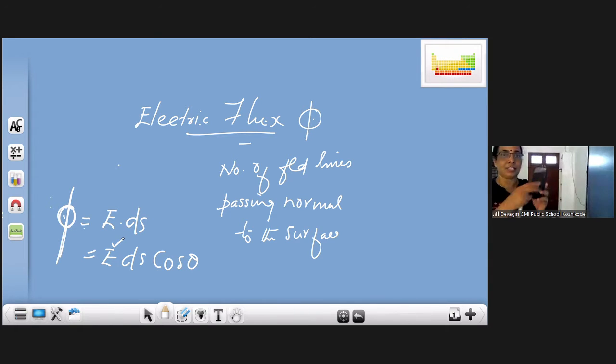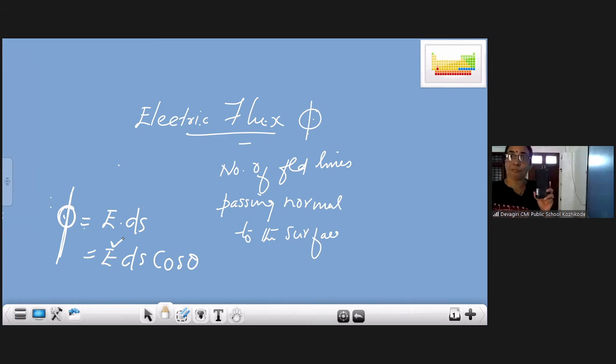Okay, this is the surface. If they are sending only 5 chocolates, then only 5 can hit here. Imagine they are sending 5,000 chocolates, so the number of field lines increases. So if the electric field intensity is greater, the flux will be larger. If I increase the area, instead of a small area, if I use a big area, again phi will increase.